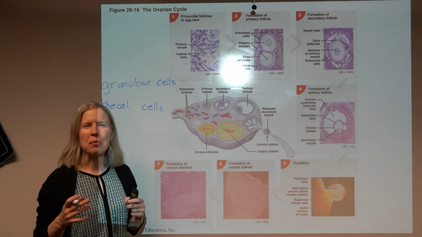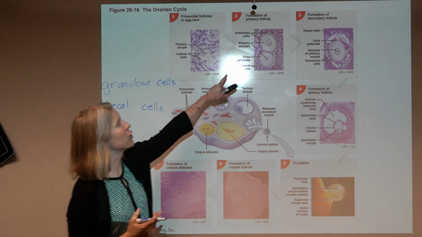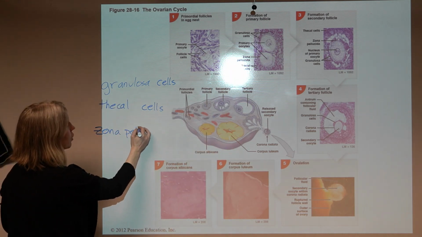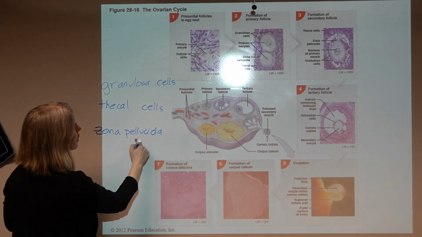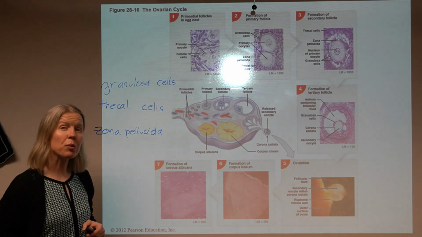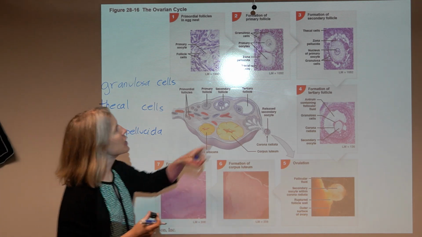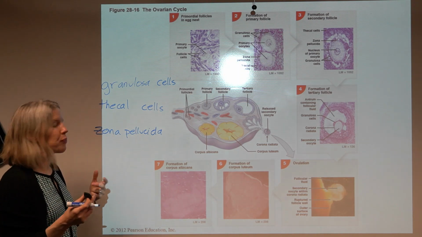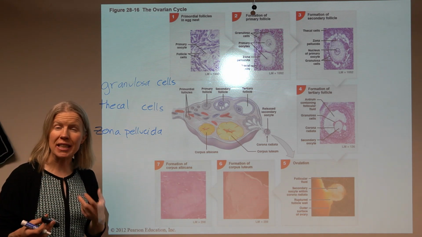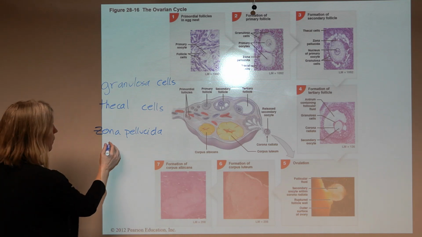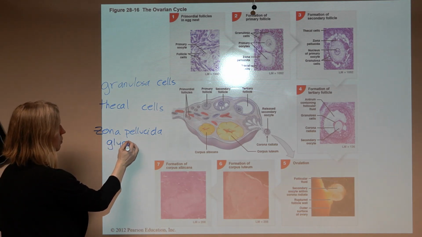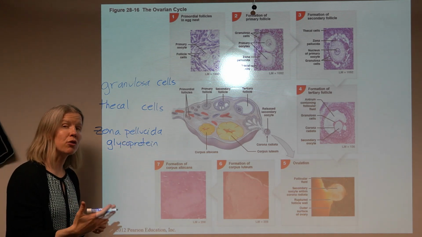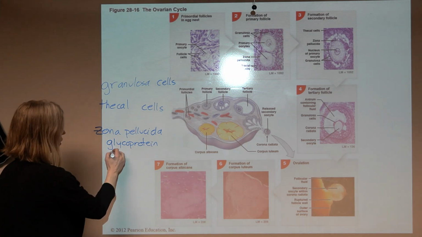These are going to be producing what's called the zona pellucida. The zona pellucida, or clear zone, is going to be this region that starts to develop outside of the oocyte and is going to be filled with glycoproteins and nourishing that oocyte. So the zona pellucida is this glycoprotein-rich zone, and that nourishes the oocyte.